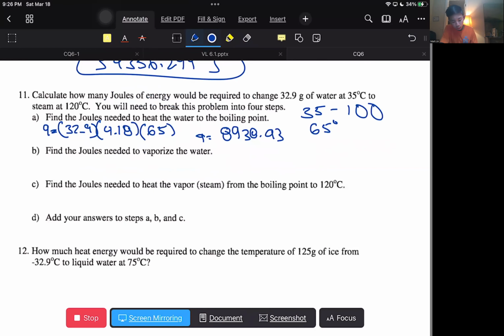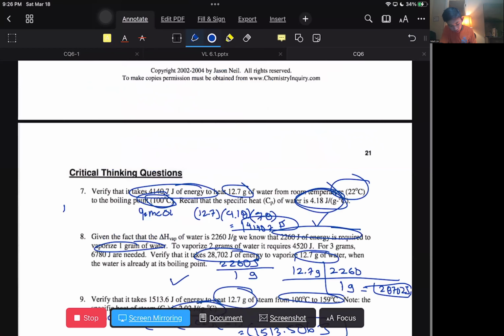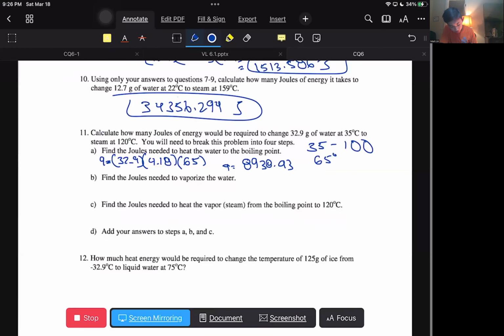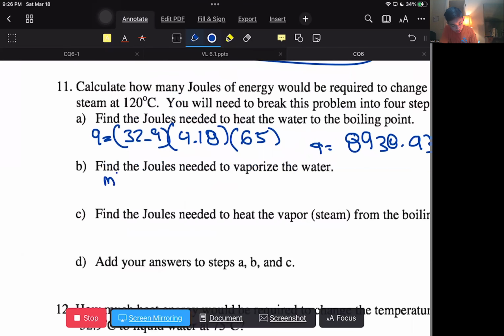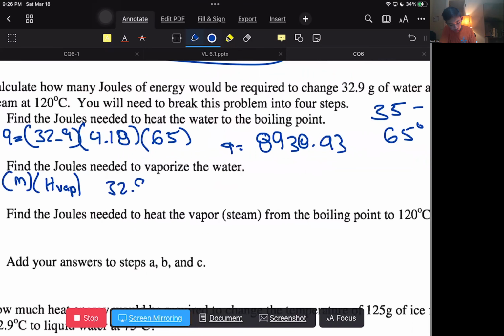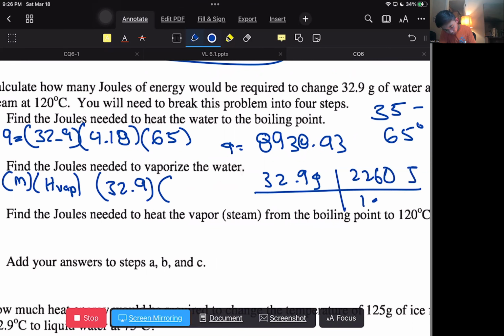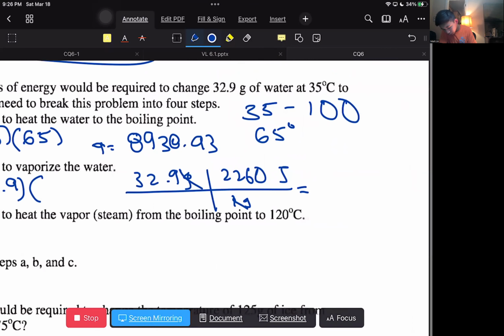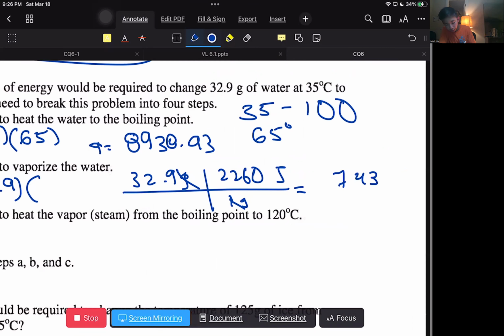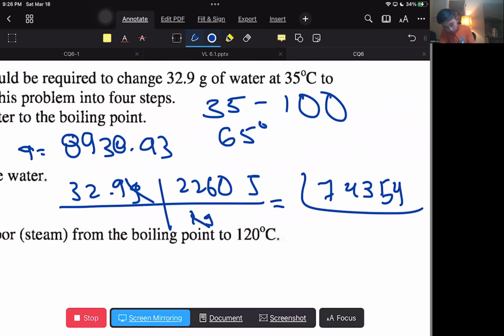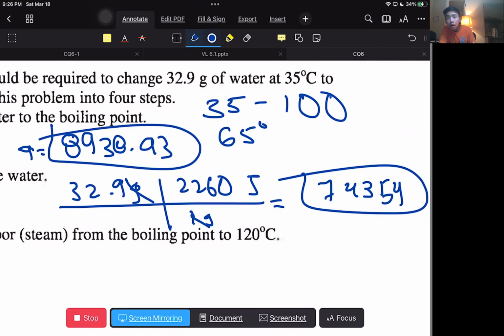Next, for vaporizing water, we're back up here. 2260 to vaporize. So it's just mass times H vap. Mass is 32.9 grams over 1, times 2260 joules over 1 gram. Grams cancel out. Multiply this together, you get 2260 times 32.9, and we have 74,354 joules.